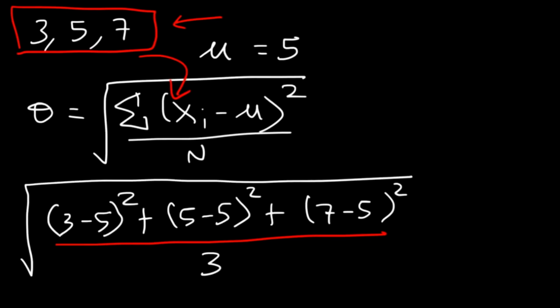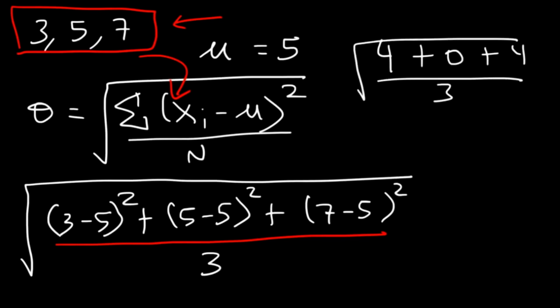3 minus 5 is negative 2. Negative 2 squared is 4. 5 minus 5 is 0. 7 minus 5 is 2. 2 squared is 4. 4 plus 4 is 8. So we have the square root of 8 divided by 3. And at this point, we're going to use a calculator.